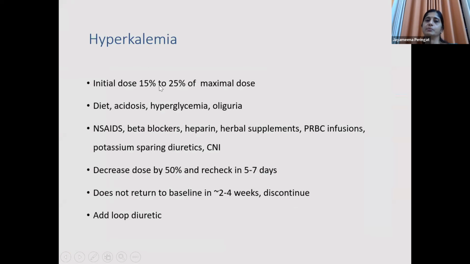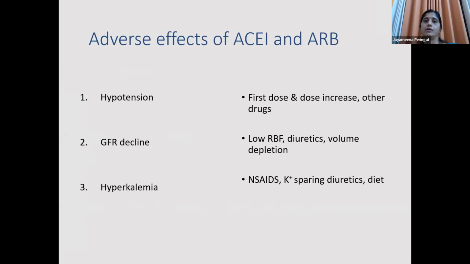The initial dose should be 15 to 25% of the maximal dose. Check for diet, check for acidosis, hypoglycemia, oliguria, etc. Whenever you find the patient is having hyperkalemia, look for other medications, NSAIDs, beta blockers. Reassess whether you can increase the dose or should decrease it, and recheck within 5 to 7 days. If it does not return to baseline, discontinue or add a loop diuretic along with the ARB. So what are the adverse effects? Basically, it can cause hypotension, GFR decline and hyperkalemia. So look for correctable causes.